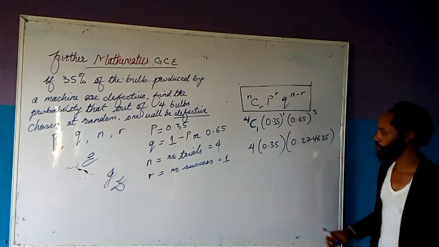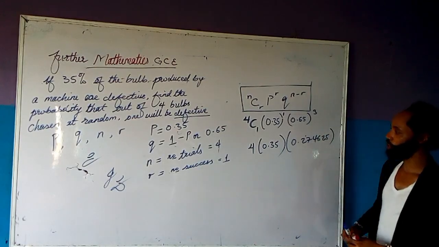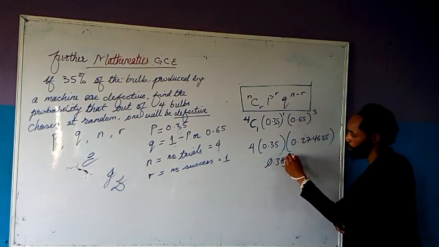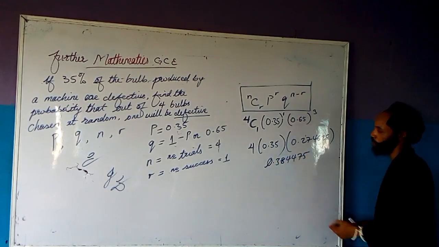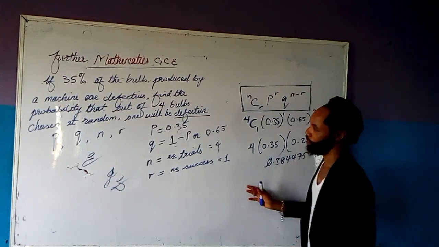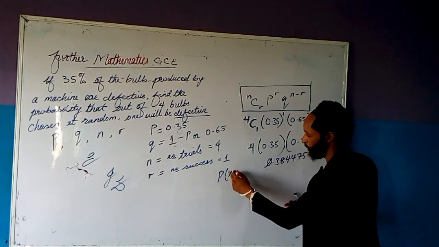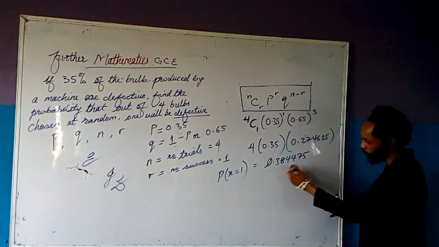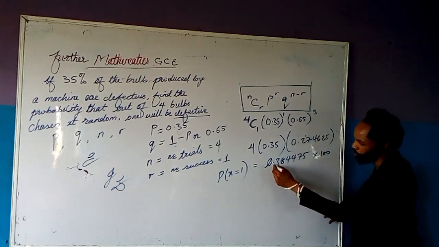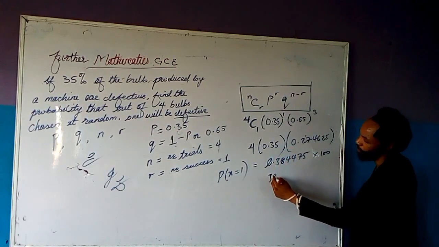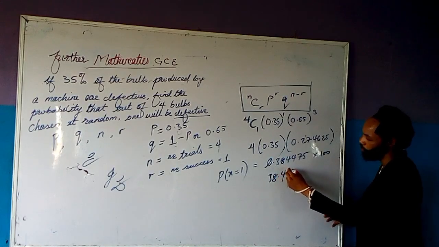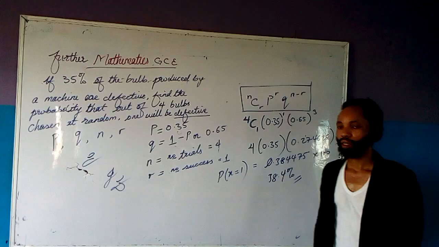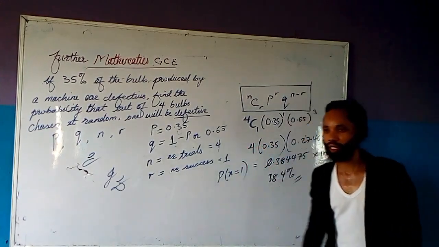What do we have? 4 times 0.35 times 0.274625 is 0.384475. So this is the probability. You understand? The probability when x equals 1. This is the probability. Are you getting me? So if you multiply it by 100, you should get what? 38.4%. That is the probability of getting 1 defective block out of 4 random picks.